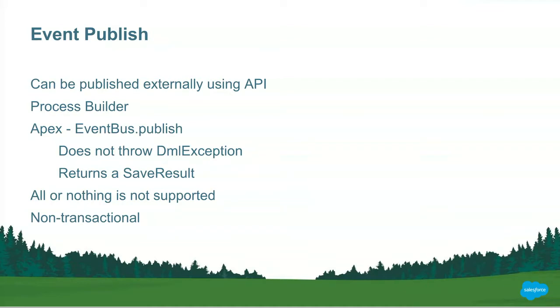And also, we do not throw a DML exception if you try to publish a batch of events, and one of them has a field validation error. The other events will still go through. The one with a field validation error will just end up in the save result, and we'll tell you why we didn't publish it. So we do not support all or nothing. It's whatever works, publishes, and it's non-transactional. You can't roll it back.